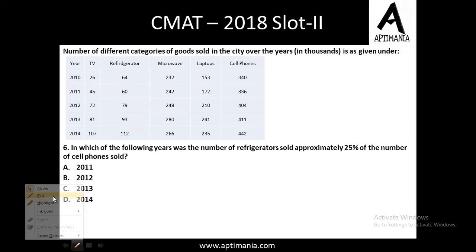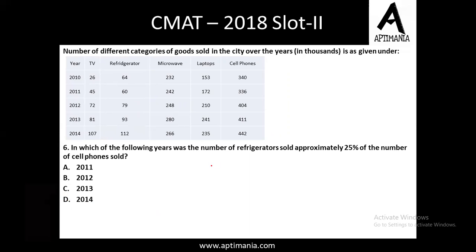Question number 6 is on the screen. Again, one more question from data interpretation. What is given to us is the number of different categories of goods sold in the city over the years, in thousands. For example, in 2010, for TVs it's 26 and the data is in 1000, so 26,000 TVs were sold, and so on. The entire data is given to us.